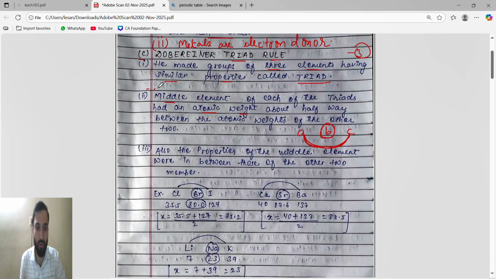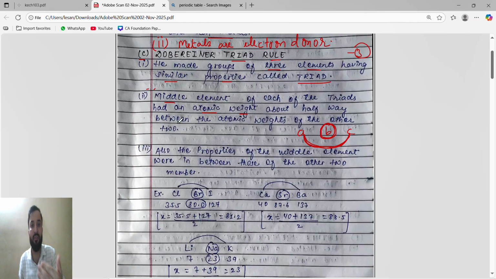If you cannot understand, remember this, you can write this also. This is the same: the middle element of each triad had an atomic weight. In chemistry, mass and weight are the same, because we are not using the gravitational force. That's why in some books you will get atomic weight, in some books atomic mass. So don't get confused. The middle element of each of the triads had an atomic weight about halfway.